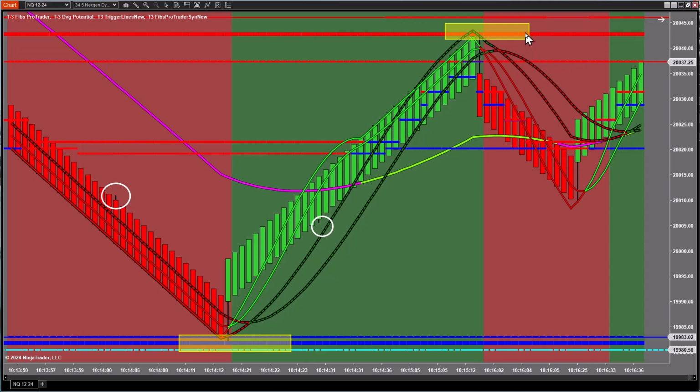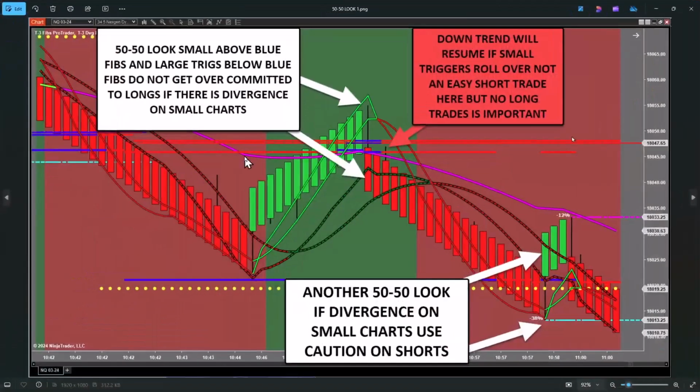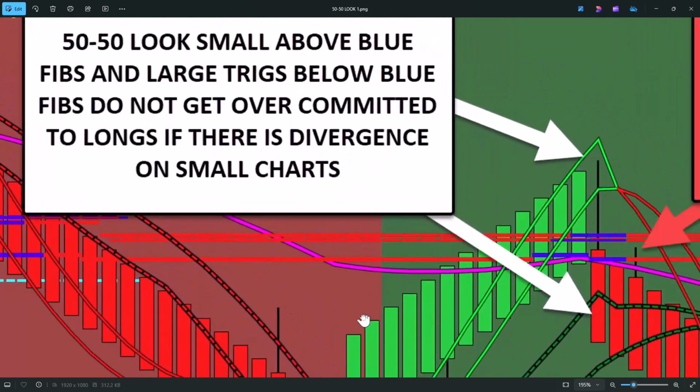This is like every lesson on the planet all in one day. So this is going to be a really good video to go back and watch for chart reading. And then look, we get our classic 50-50 look. Let me show you the picture for the 50-50. But the 50-50 doesn't mean you can or can't trade. So it's a look on the large chart.